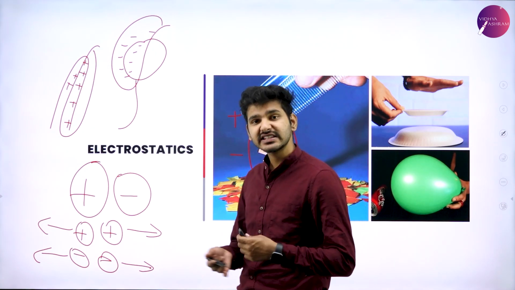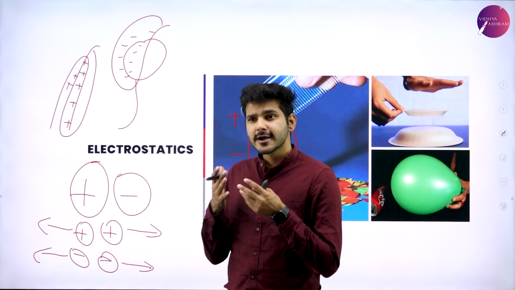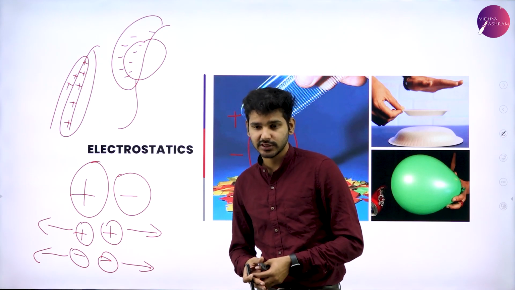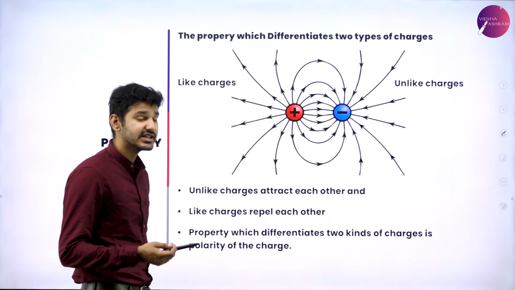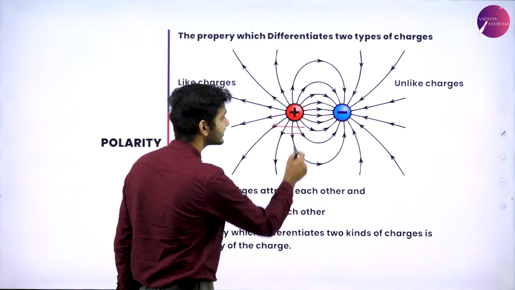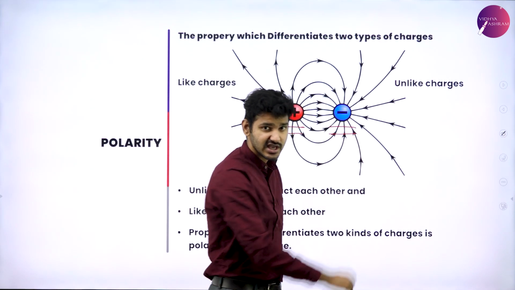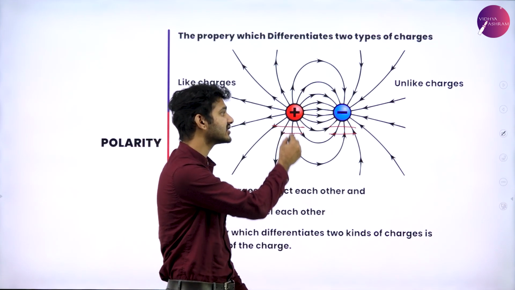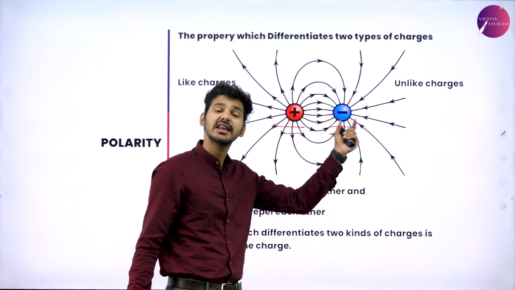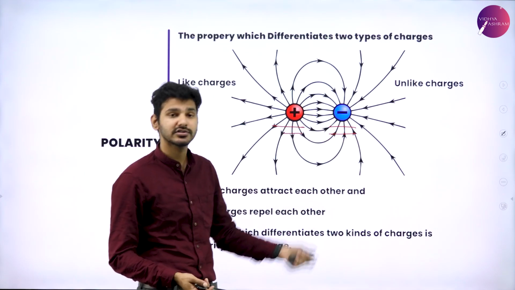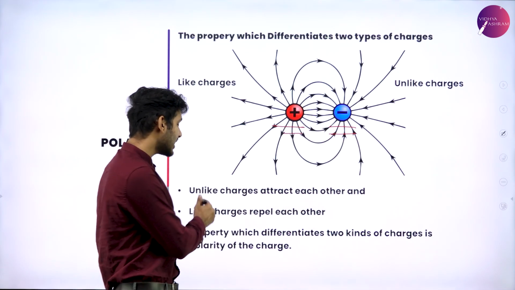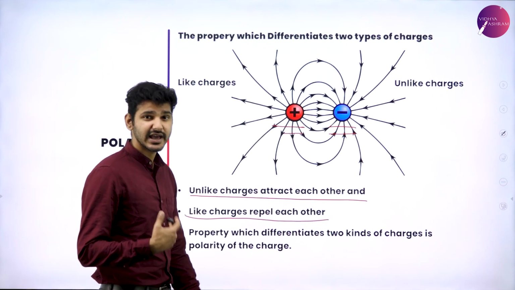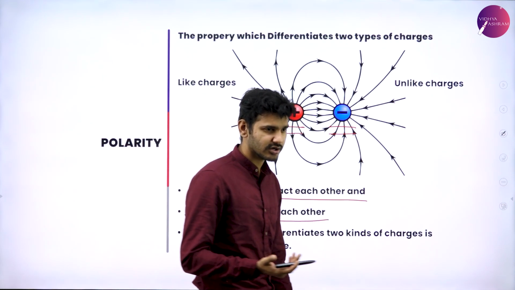Based on all these inferences and conclusions, Benjamin Franklin arrived at certain inferences. Charges were differentiated as positively charged substances and negatively charged substances. And charges had similar properties. That is, positive charges always attract negative charges and negative charges always attract positive charges. So he found out that unlike charges attract each other and like charges repel each other. And it was Benjamin Franklin who came up with the concept of polarity.